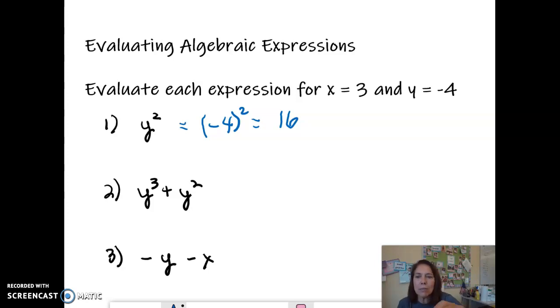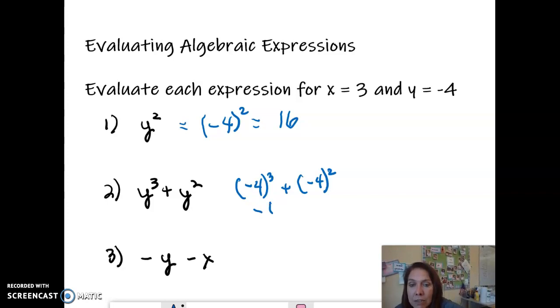Let's ramp it up just a tiny bit. We're going to put in a -4 to the third power in parentheses, and then a -4 to the second power, just making the substitution for y equals -4. Now we're looking at an order of operations problem. -4 to the third power will always be negative, so this is going to be -64, and then you're going to have a positive 16. Back to 6th grade, -64 plus 16 is going to be -48. I'm boxing these answers so they're clear.